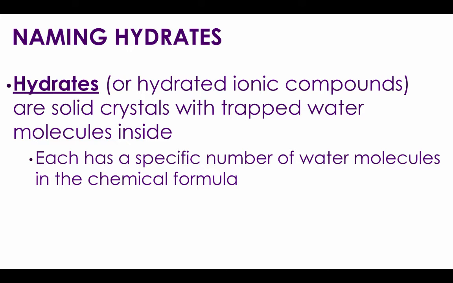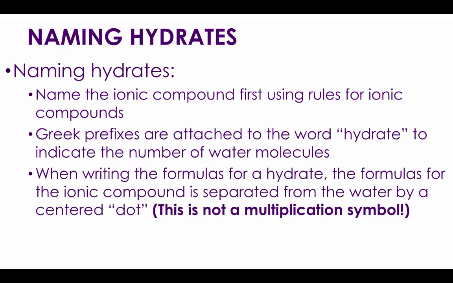So each ionic compound within a hydrate has a specific number of water molecules in the chemical formula, and that's what we focus on when we name the hydrates. So when we're naming hydrates, we name the ionic compound using rules that we talked about for ionic compounds before. So you name the metal, and then you name either the nonmetal or the polyatomic ion. Now, we use Greek prefixes attached to the word hydrate to tell how many we have, because water is a molecular compound. And so we actually use those molecular prefixes to tell how many water molecules we have.